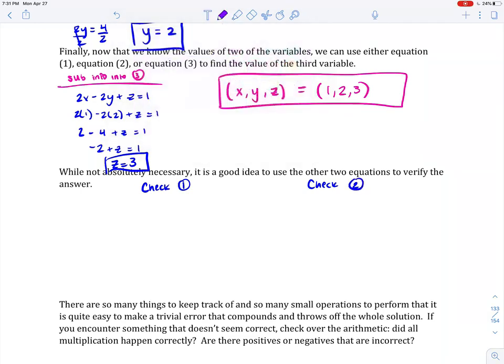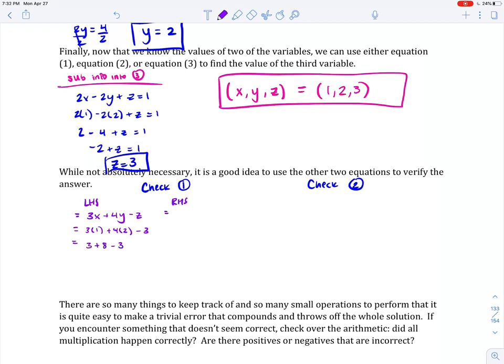Alright, so here I'm going to check 1 over there. I'm going to check 2. And I'm going to do it in purple. So, just like before, we're going to have our left-hand side and our right-hand side. We always do this when we're checking to see if a point is a solution to our equation or to a system. So on my left-hand side of equation 1, I have 3x plus 4y minus z.